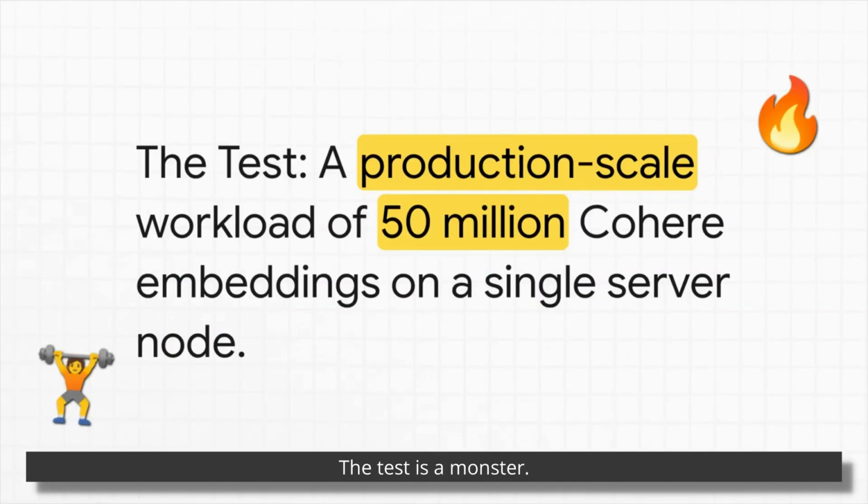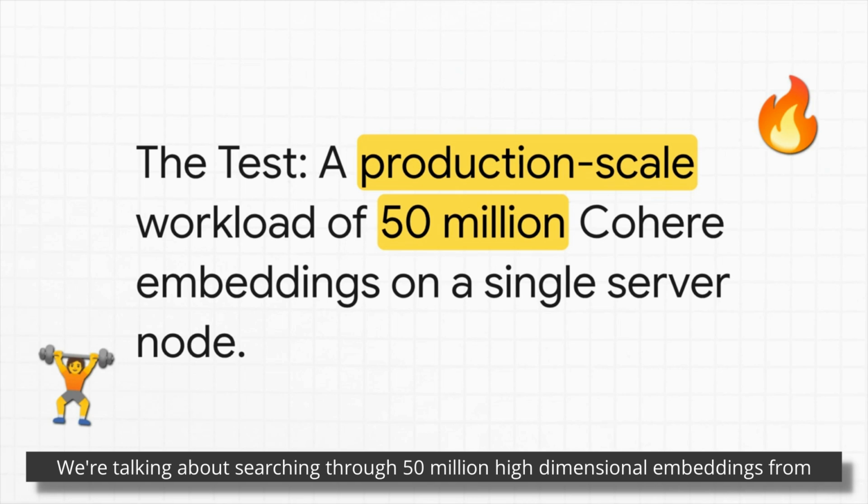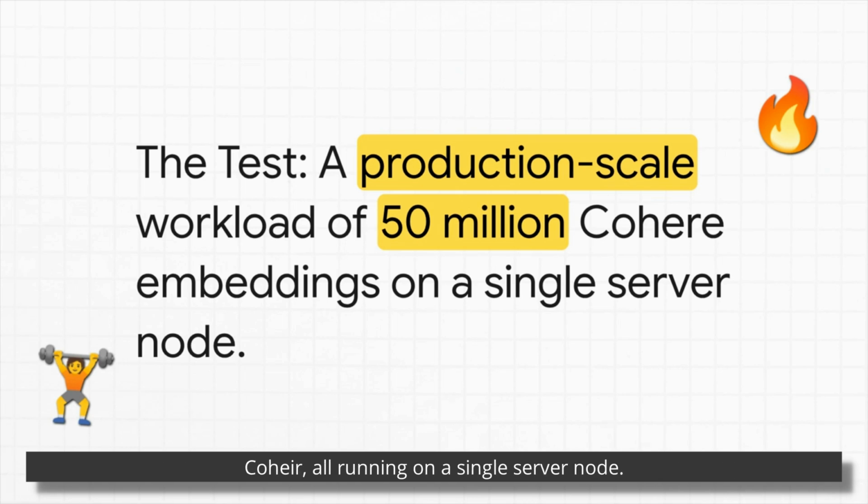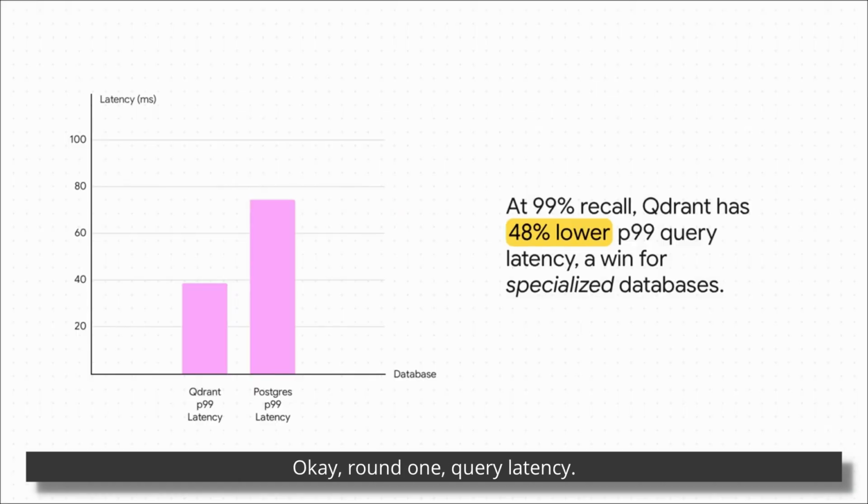The test is a monster. We're talking about searching through 50 million high-dimensional embeddings from Cohere, all running on a single server node. This isn't some toy dataset. This is a serious, production-level workload. Okay, round 1, query latency. Basically, how fast is a single search?